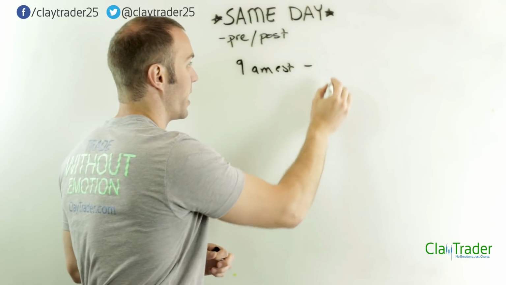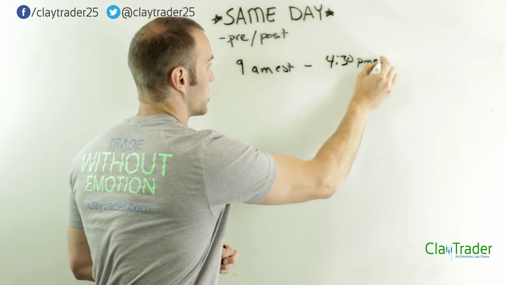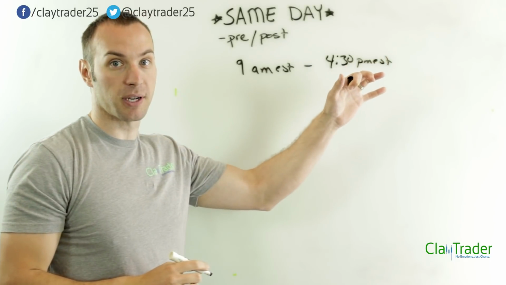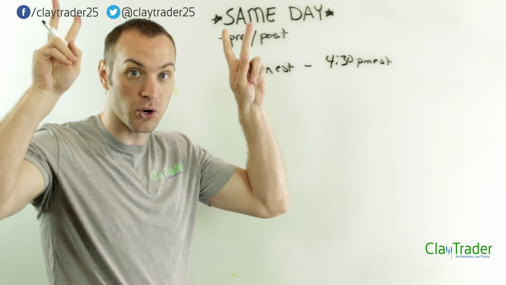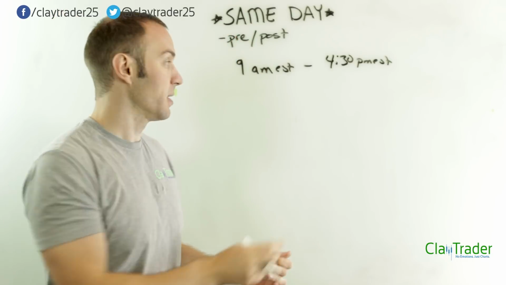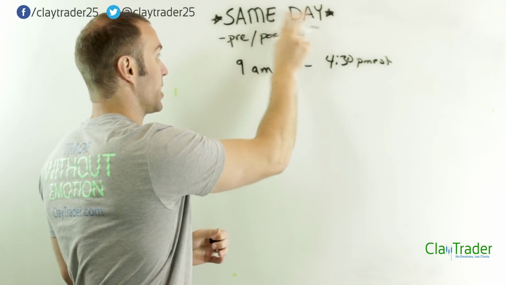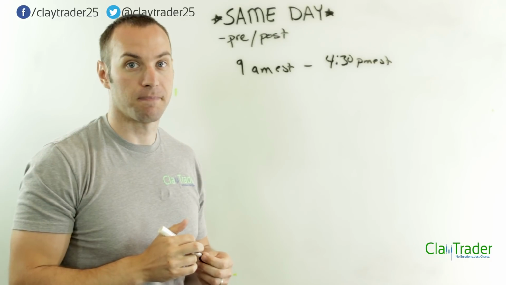You then sell at, we'll say, 4:30 p.m. EST. This again is post-market. That would still be a day trade, even though it didn't happen during the quote-unquote normal trading hours of 9:30 a.m. to 4 p.m. Eastern time. That would still count as a day trade. So same day does include pre-market and post-market.